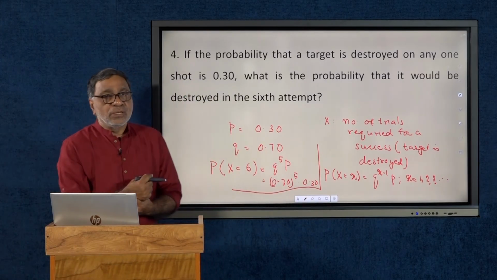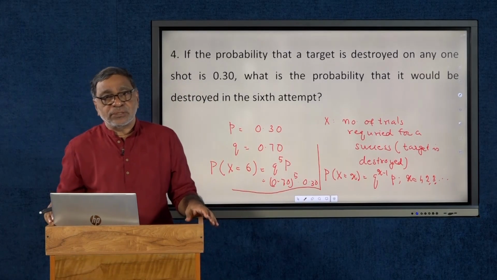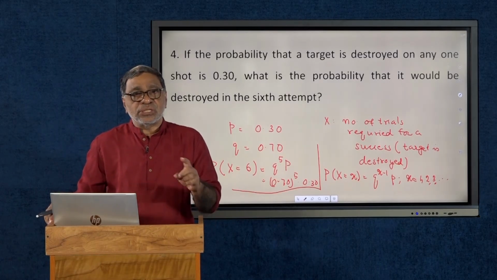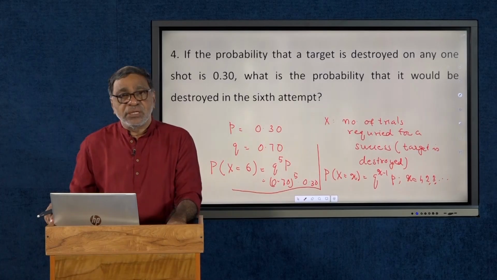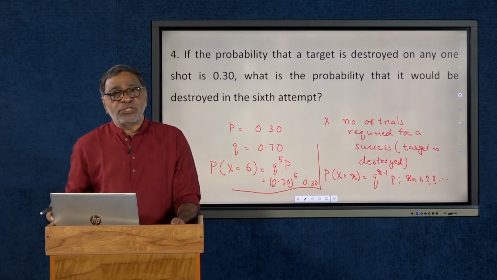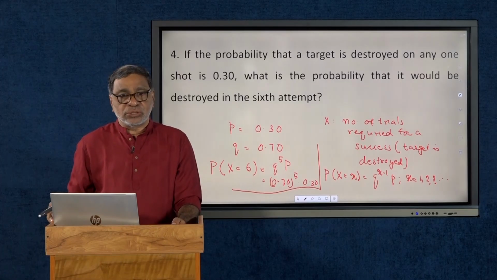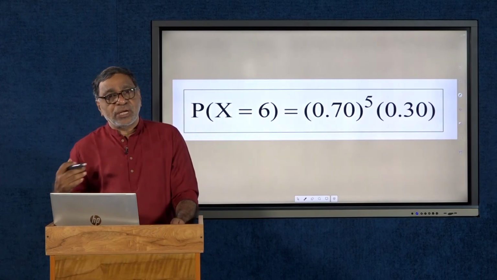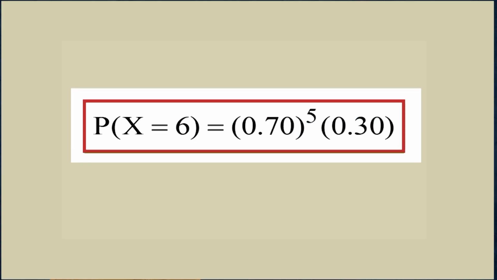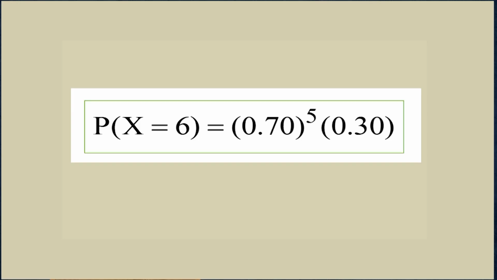So this is the value of the probability of X equal to 6, or this is the probability that the target is destroyed in the sixth attempt, if you are given that the probability of destroying a target is 0.30. So this is also an application of the geometric distribution. So we have the probability of X equal to 6 is 0.70^5 times 0.30.